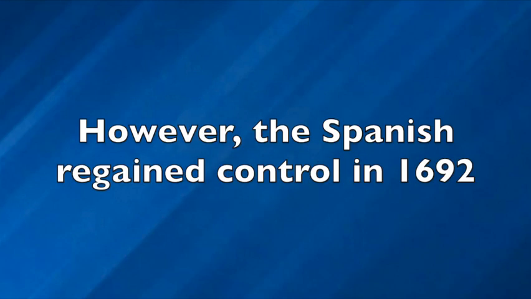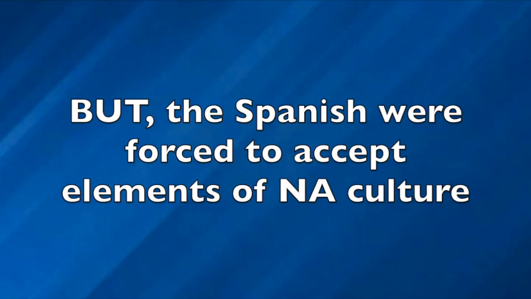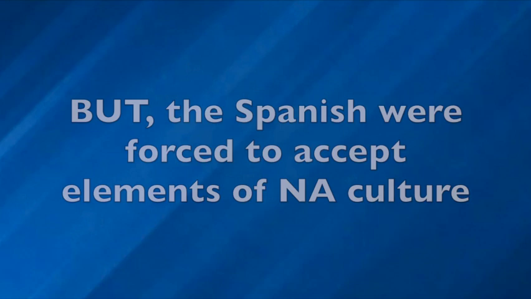However, the Spanish eventually reasserted control over the region in 1692, leading to the reconquest of the New Mexico area and the reimposition of Spanish colonial rule. But the Spanish were forced to accept some ways of Native American life and culture in order to maintain control.